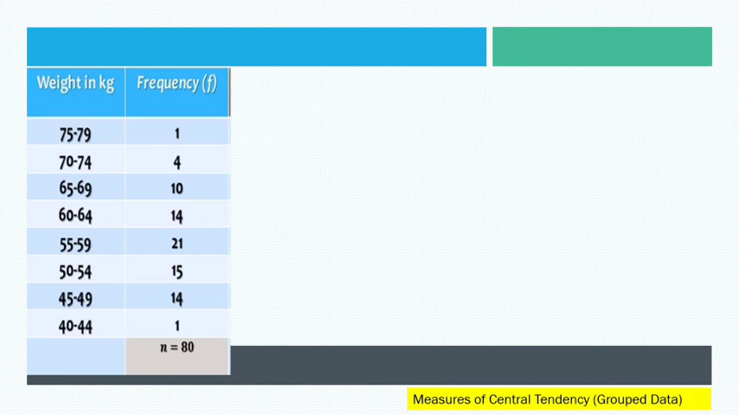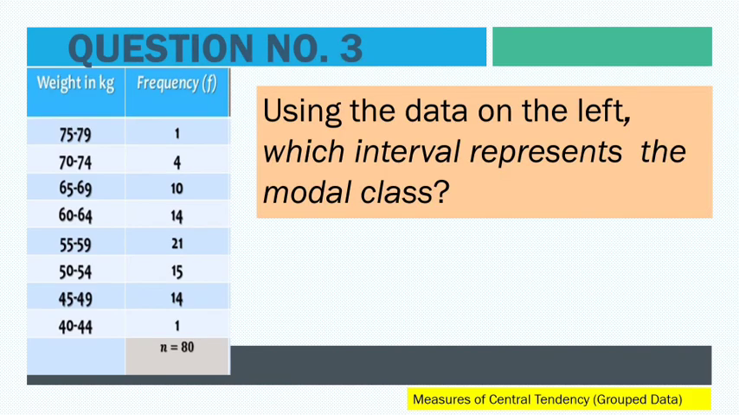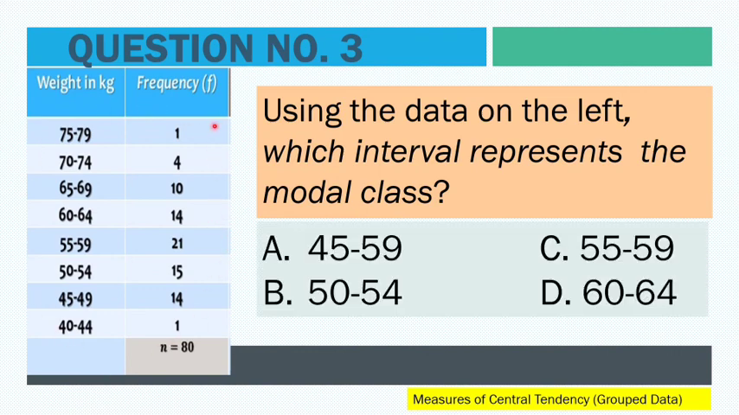Question number 3. Using the data on the left, which interval represents the modal class? Again, which interval represents the modal class? Look at this data. Is it A, 45 to 59, B, 50 to 54, C, 55 to 59, or D, 60 to 64?